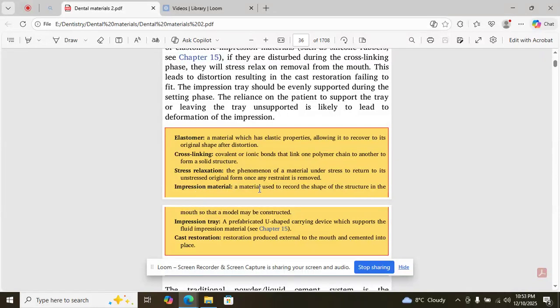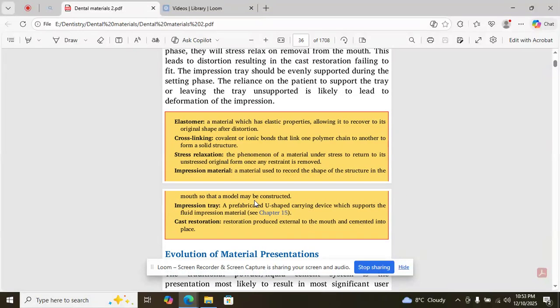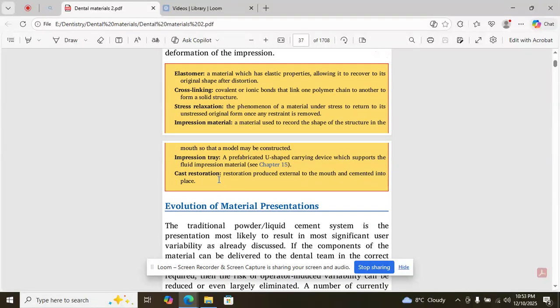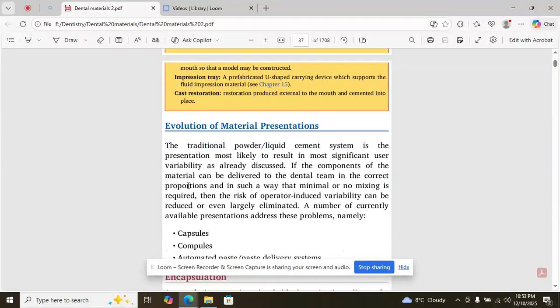Impression material is a material used to record the shape of the structure in the mouth so that a model may be constructed. Impression tray is a prefabricated U-shaped carrying device which supports the fluid impression material. Cast restoration is restoration produced external to the mouth and cemented into place.